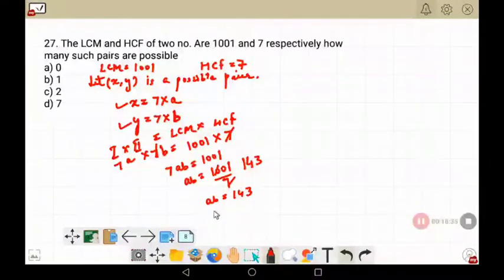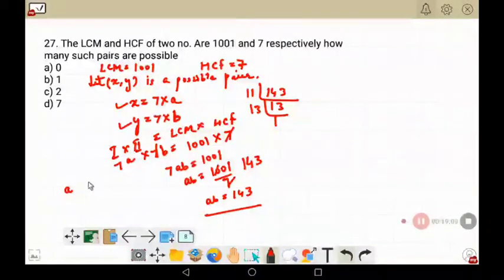So look at here, students, how can we get the product of two numbers 143? First, if we factor 143, let's start with 3, not possible. 5, not possible. 7, not possible. 11, 11 3s are 33, not possible. And here 13, 13 11s are 143.